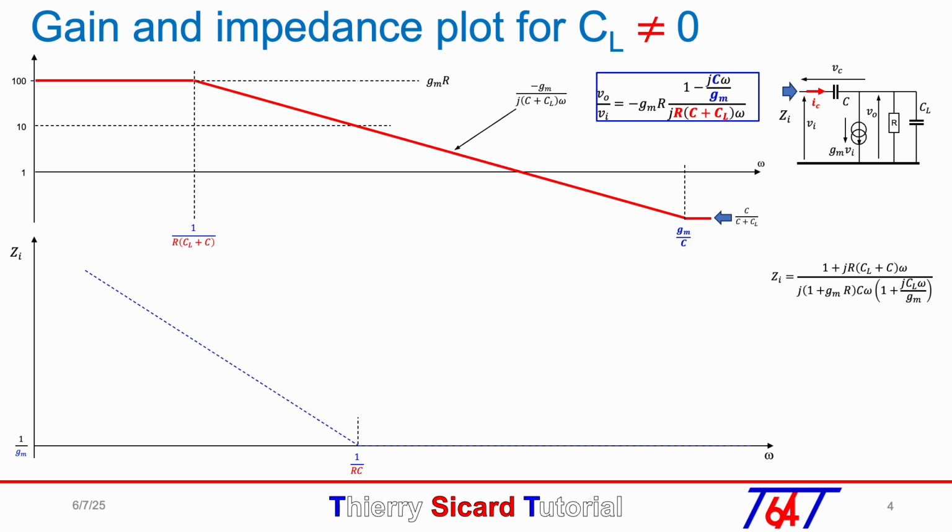At low frequencies, the impedance is represented by the dotted line equal to 1 over j times 1 plus GMR times C omega. Since GMR is much greater than 1, for an angular frequency of 1 over RC, the dotted line is equal to 1 over Gm. However, the DC gain GMR stops being constant at the angular frequency of 1 over R times C plus CL.